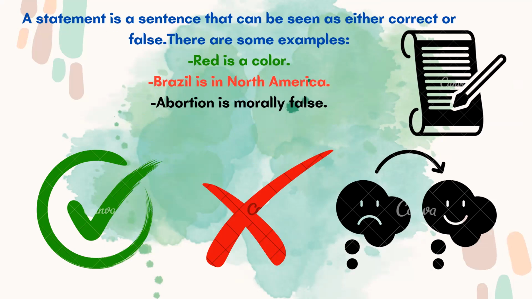One of these is true, one of these is false, and one of these is unclear. The first one is definitely true. Yes, red is a color. The second one is definitely wrong. Brazil is in South America. And the third one is unclear. It can change according to culture, according to society, according to the mentality of society.